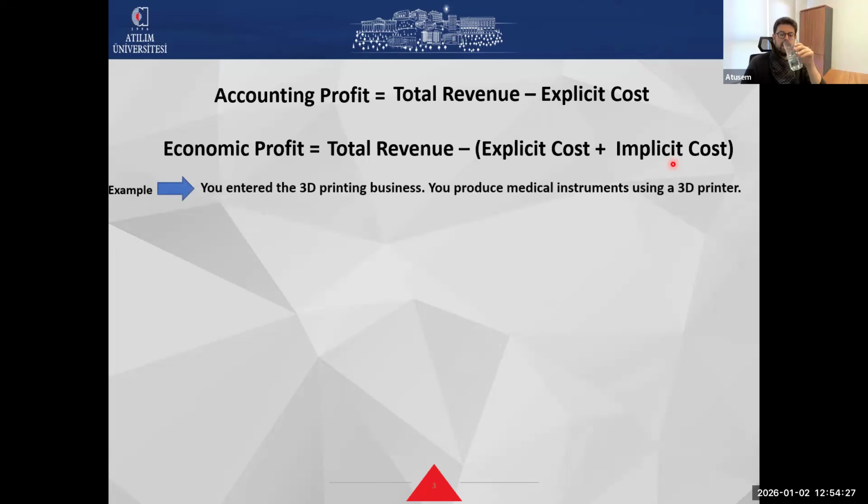Okay, let's make an example to understand more easily. You enter the 3D printing business. You produce medical instruments using a 3D printer. For this, you quit your job with a salary of 6,000 Turkish lira. For opening that business, we quit our job. So is this explicit or implicit cost? It does not depend on the economic activity. It depends on the opportunity cost. Because for opening that business, we give up our job. So this is implicit cost.